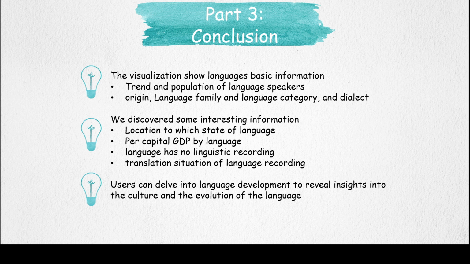So we get the basic information of it, including trend and population, origin, language family, and the dialect situation. Besides, we discovered some interesting parts: the location of the 5 states of language, the per capita GDP of language, and the cultural influence situation. So we have summarized the language information comprehensively. Users can delve into language development to gain insights into culture and the evolution of the language.